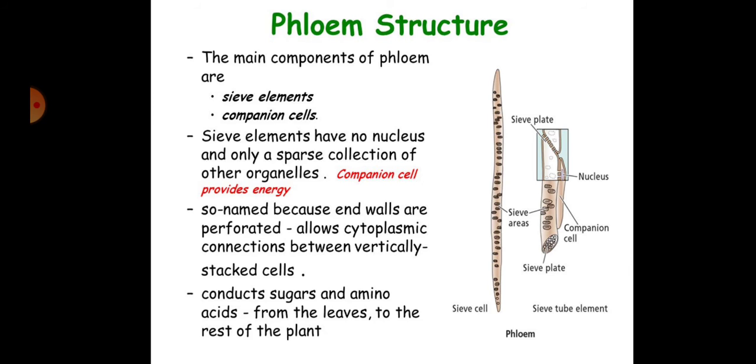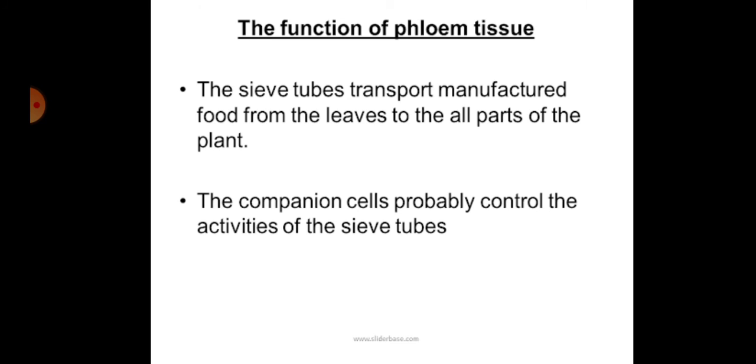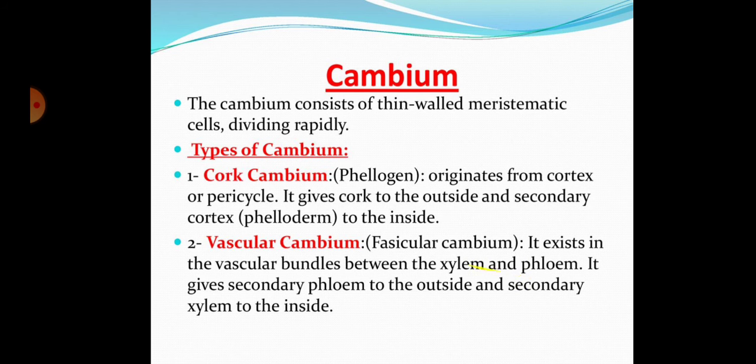Sieve elements have no nucleus and only a sparse collection of other granules and organelles. The companion cell provides energy. They are named so because the end walls are perforated, which allows cytoplasmic connections between vertically stacked cells. They conduct sugars and amino acids from the leaves to the rest of the plant body. Now, the function of phloem tissue: the sieve tubes transport manufactured food from the leaves to all parts of the plant, and the companion cells probably control the activities of the sieve tubes.